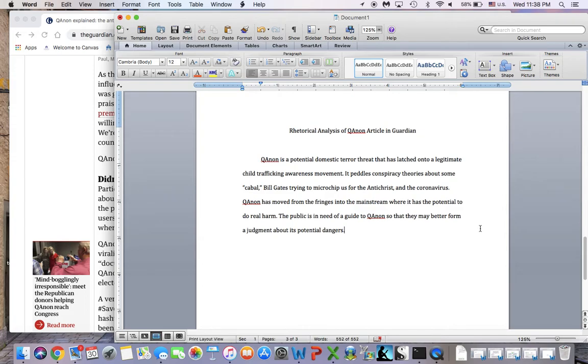So let's look and see what we have. Let's just read it out loud like I've been telling you to do. That way you can catch grammatical errors and see how things flow. So here's our introductory paragraph minus our claim. We have not tacked on our claim yet. That's what we're going to tack on down here.